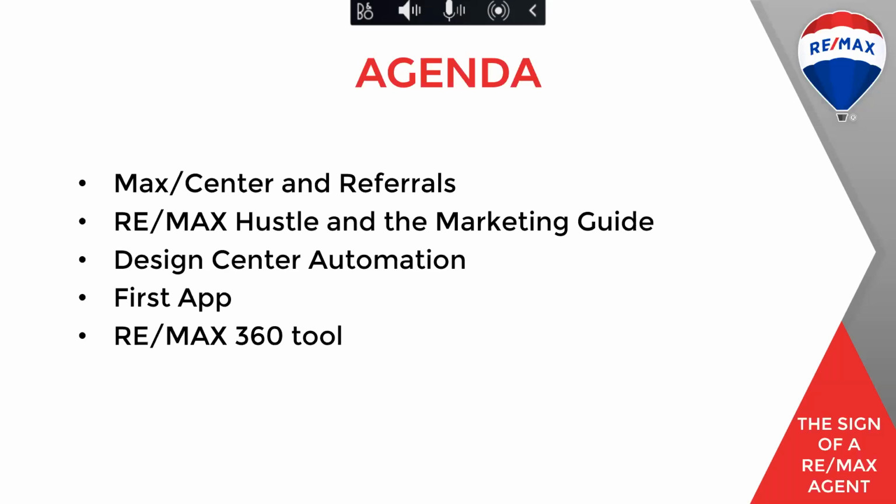We're going to demonstrate the resource marketing guide for agents, and that has some great guides to marketing tools, where to find logos, certain pieces that you can utilize right away, including Remax Hustle, which is a commercial builder. I love to demonstrate. I think it's one of the easiest and most powerful free marketing pieces we offer. We're going to go through Design Center automation.